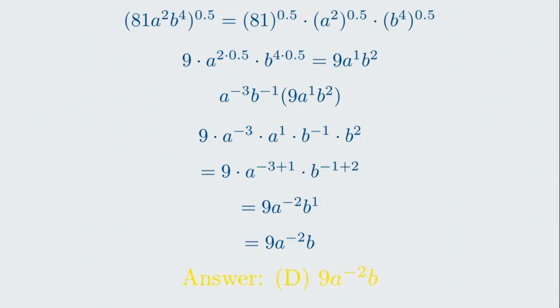The key was to simplify the parentheses first and then combine like bases by adding exponents. Problem 13 is a concept question based on the combined gas laws. It asks what to do to car tires in the winter.